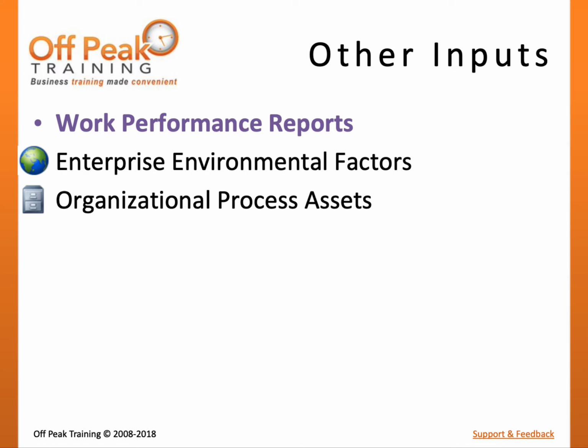Work performance reports help to give the stakeholders involved in this process a better understanding of project performance to help improve their decision-making. Enterprise environmental factors to consider include stakeholder culture and the organization's existing infrastructure and tools. Finally, organizational process assets may contribute lessons learned or provide organizational policies and guidelines that can be used to shape the way that this process is performed.